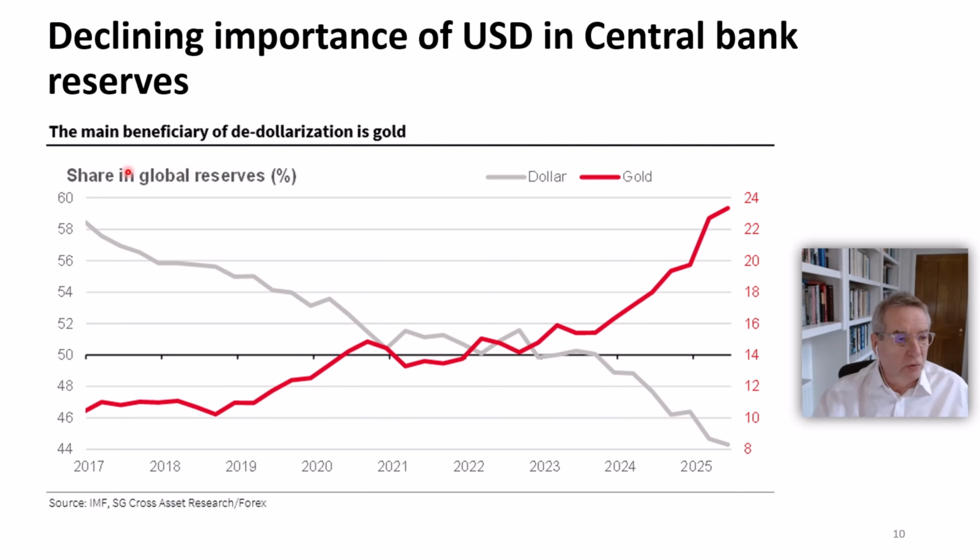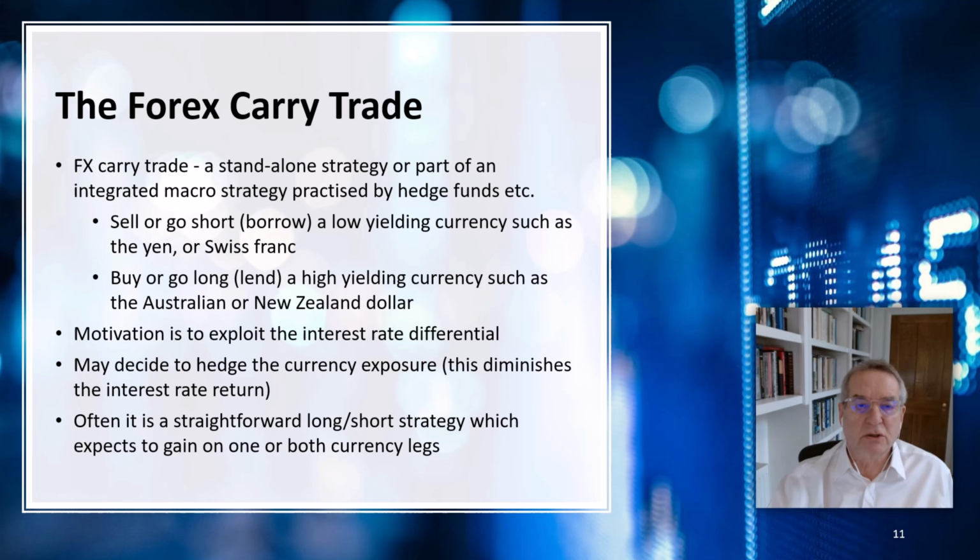Whereas the share of gold in these global reserves, and this can be read on the right-hand scale over here, has moved from around 10% of the total to close to 24% as of the end of 2025. This is a rather significant change in the composition of FX and bullion reserves held by central banks. And this is an example of what is often referred to as the de-dollarization of the global capital markets.